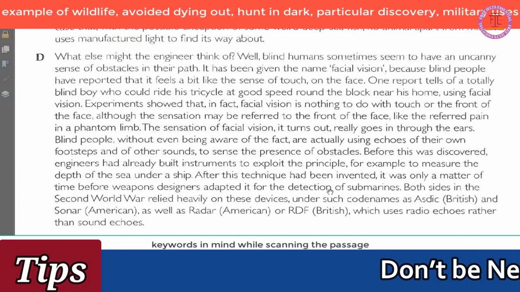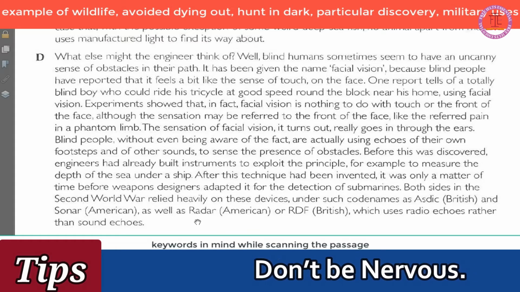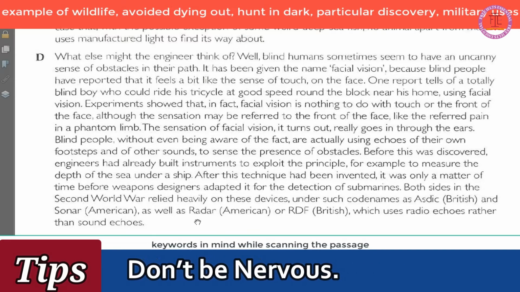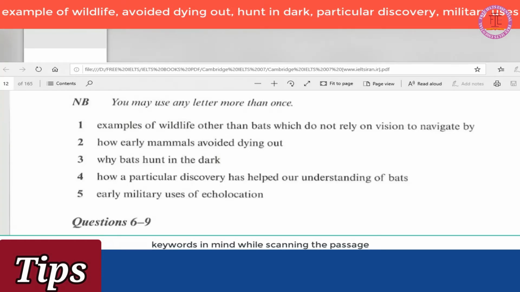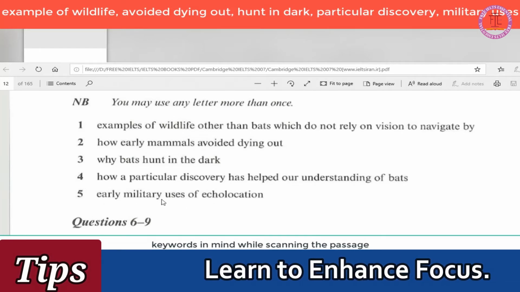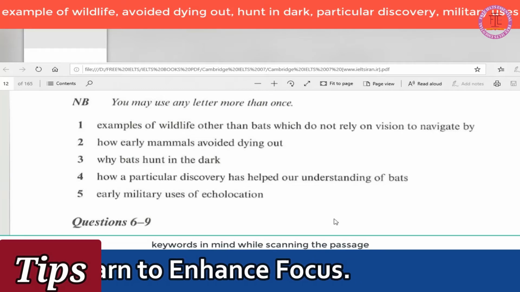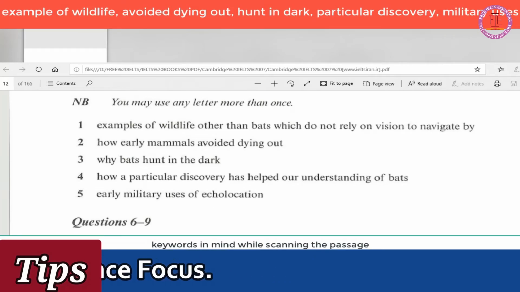So this information in the last passage is there, which I think is related to the question about early military uses of echolocation. So this information is here.